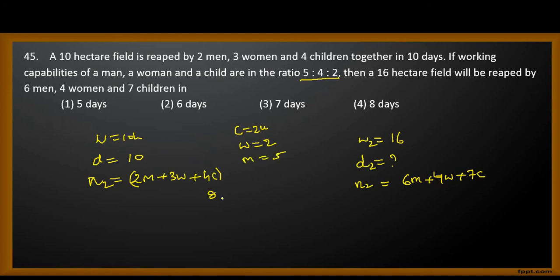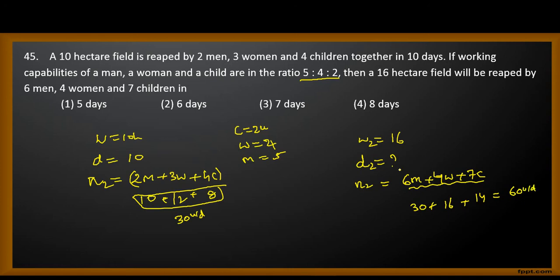4 children means 8 units. 3 women means 3 into 4, 12, and 2 men is 10. So total efficiency, they are using 30 units per day. Now for the second case: 7 into 2, because a child is doing 2, 14. 4 into 4, 16. 6 into 5, 30. This is equivalent to 60 units per day.